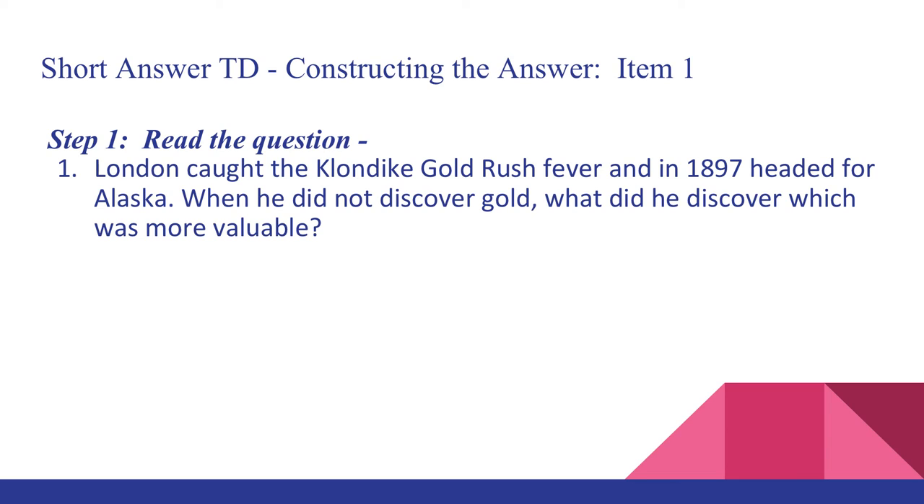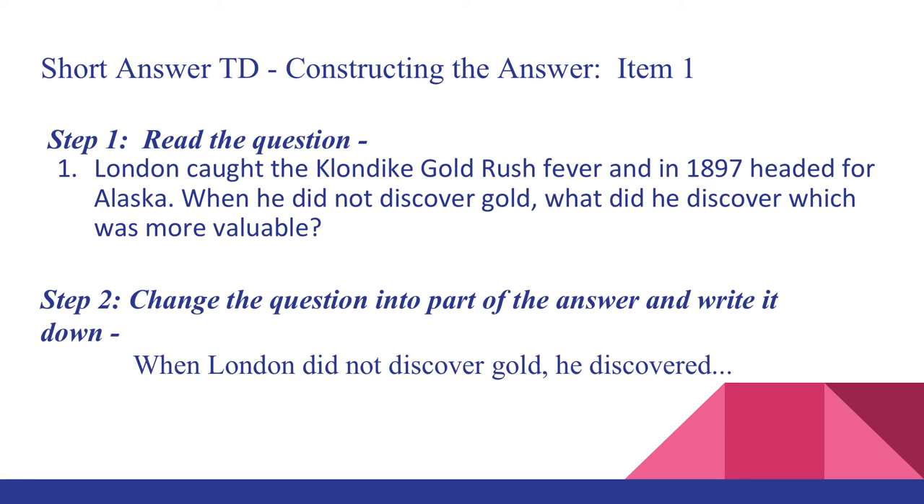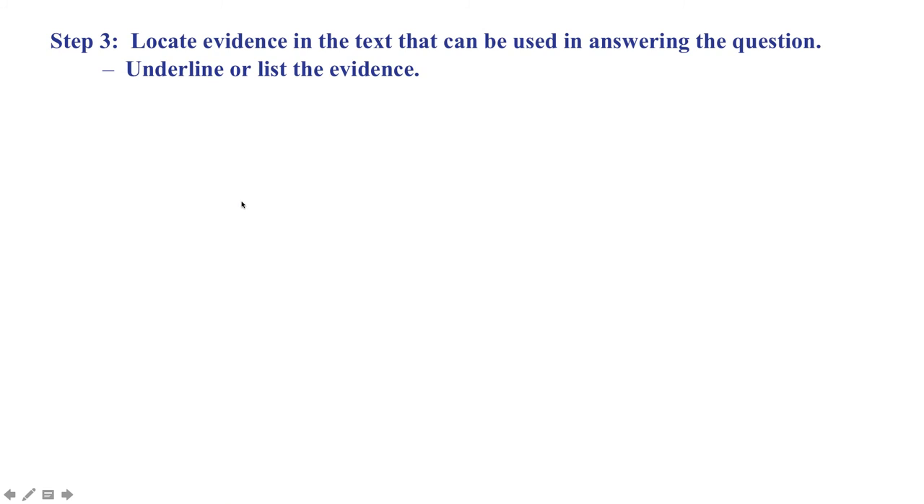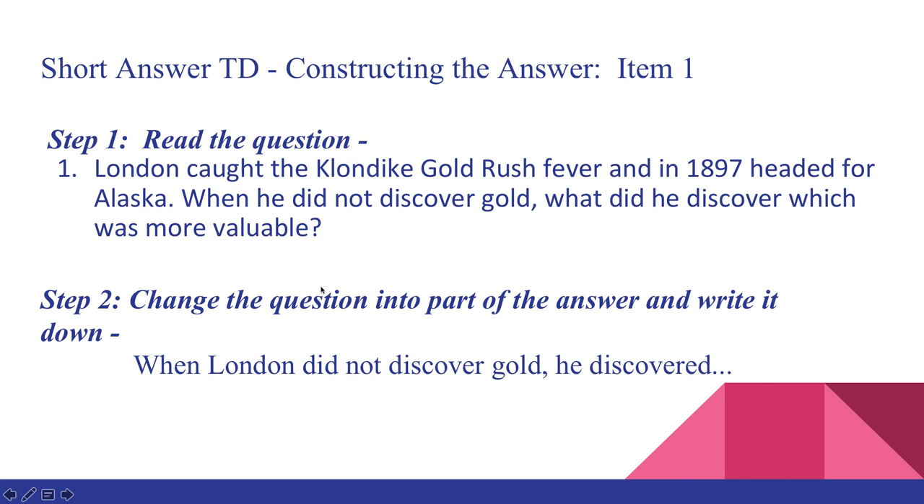Okay, we've read the question. Step two is to change the question into part of the answer and write it down. So the question was, when he did not discover gold, what did he discover which was more valuable? So you change the question to part of the answer. When London did not discover gold, he discovered, and I've written this down right here. It's right in front of me. If I was a student, I'd have it either on my answer sheet or on a piece of paper where I was working my answer through. Okay, let's continue to step three.